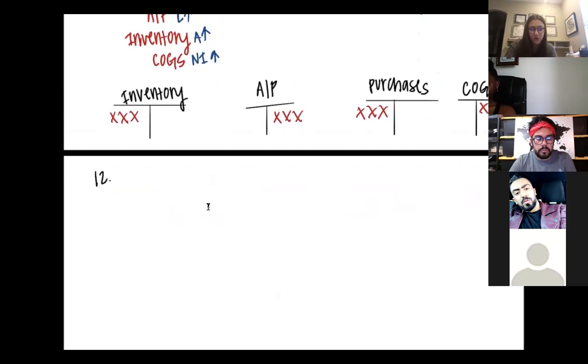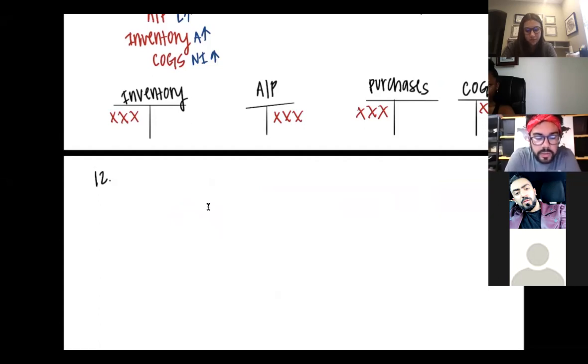Number 12. So it says Alpha should have recorded the purchase of supplies on credit, but didn't. As a result, no AJE was recorded at year end for the amount of those supplies used. So it looks like they failed to do the transaction and the AJE that follows.